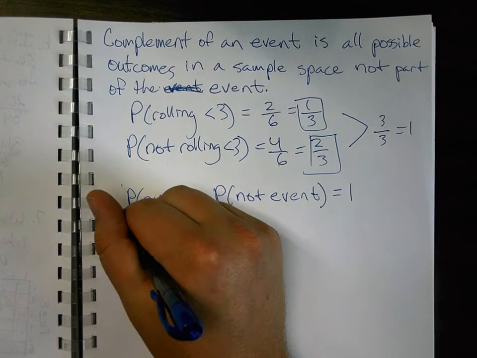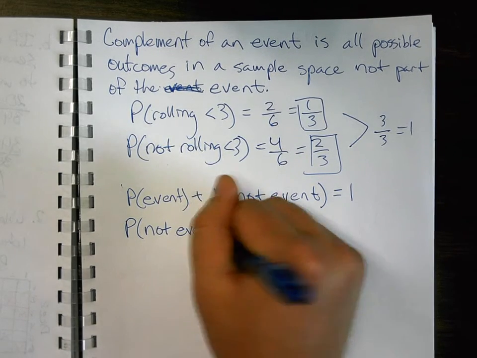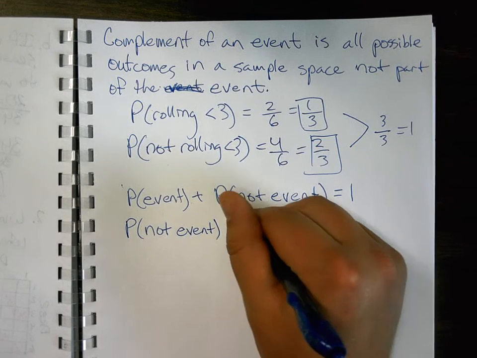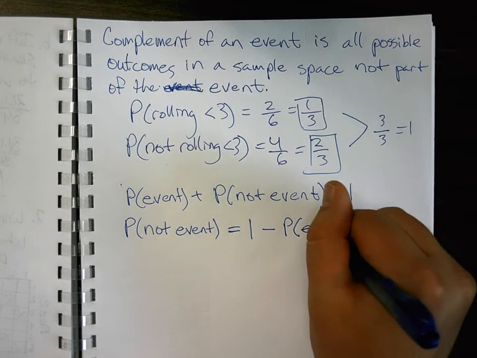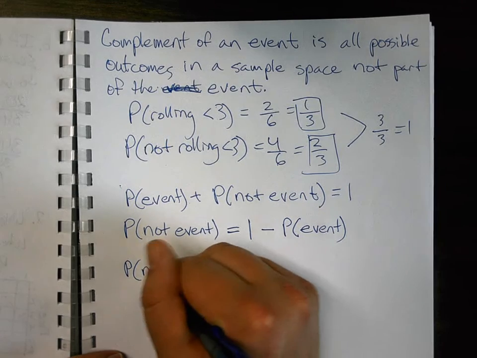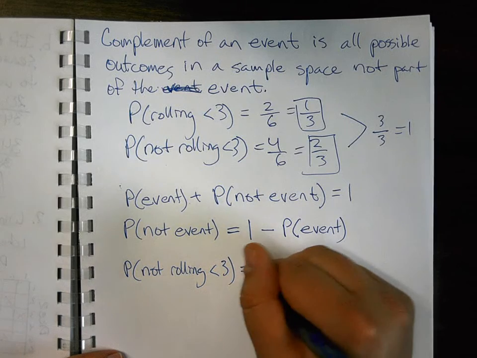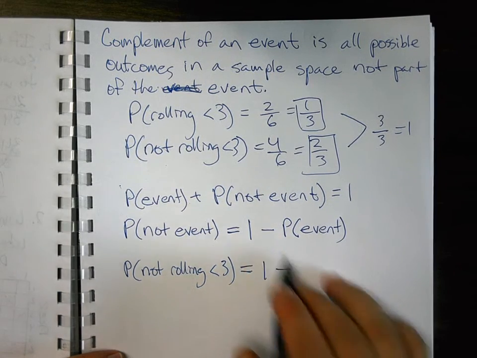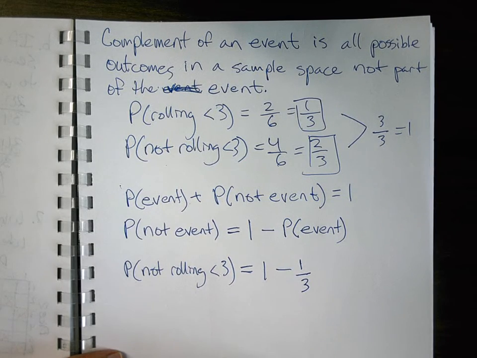One way to find the complement is to take 1, so certainty, and subtract the probability of the event from that. So if I wanted to figure out the probability of not rolling less than 3, I would take 1, and I would subtract the probability of rolling less than 3 from 1, which would just be 2/3.